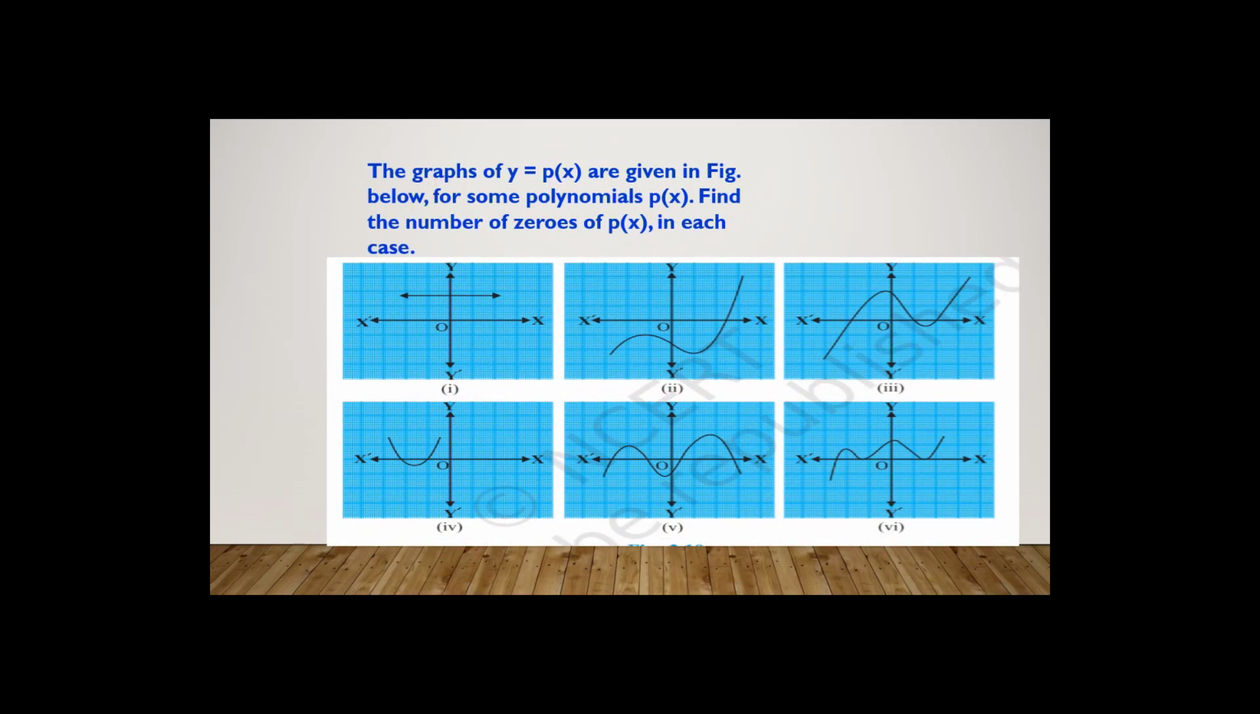I have come up with a few more examples for you to practice. The graph of y is equal to p of x is given in the figure below for some polynomials p of x. It means each of the polynomials in these graphs is different. There are 6 different polynomials given over here and we have plotted the graphs of all these 6 different polynomials. Find the number of zeros of p of x in each case. So, I'm giving a certain time to try and guess. You note down your answers. Your time starts now.